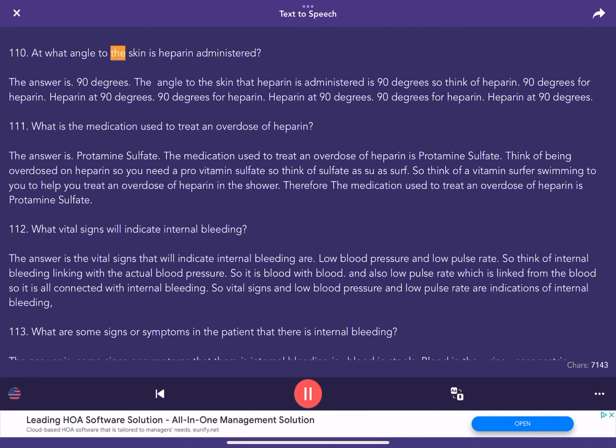110. At what angle to the skin is heparin administered? The answer is 90 degrees. The angle to the skin that heparin is administered is 90 degrees, so think of heparin, 90 degrees for heparin. Heparin at 90 degrees, 90 degrees for heparin.